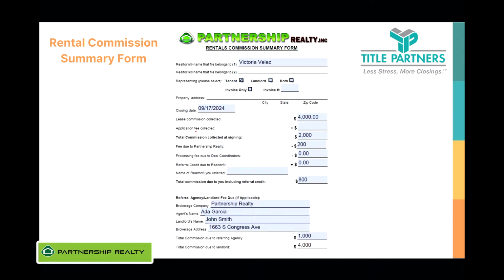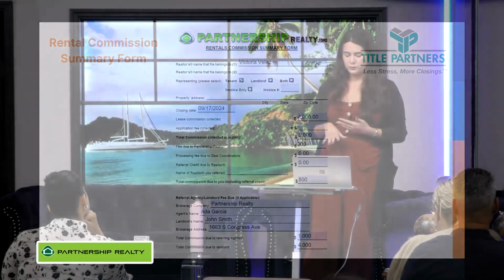Now here you have the other agent. Let's say it's Ada Garcia. Her commission is $1,000. She has her own fees that she has to pay Partnership, but that's not pertinent to my specific rental commission summary form. And then you have the landlord who's going to receive the remaining deposit of $4,000.